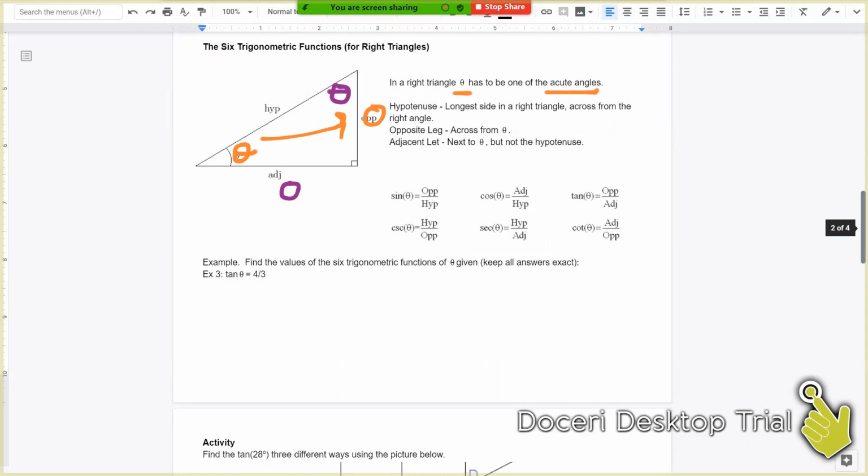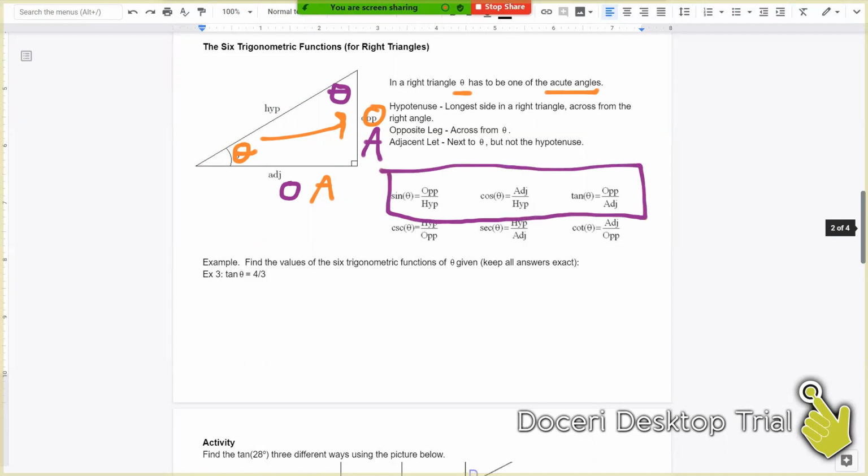Then if we're using the orange theta, that's the adjacent leg because that's the leg next to theta. That's not the hypotenuse, right? The hypotenuse is right here, okay? And if purple theta is the angle we're looking at, then this side right here is the adjacent leg. So these are the trig definitions.